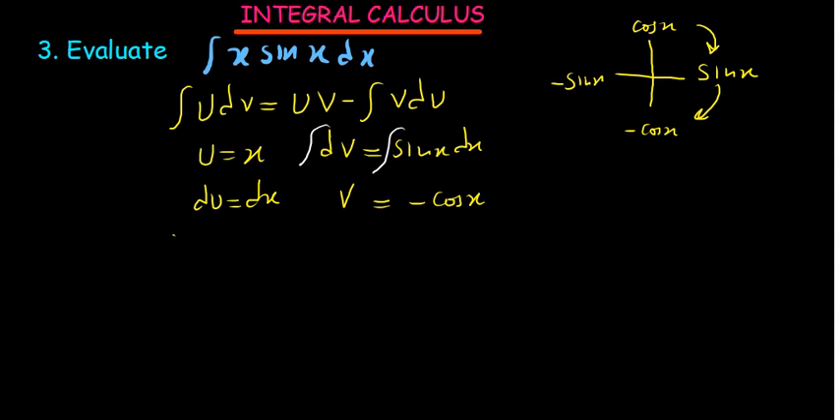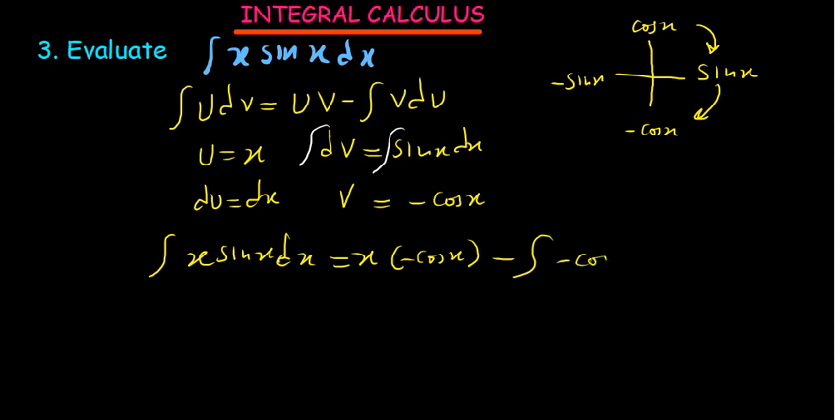Then we go back to the formula: the integral of x sine of x dx is going to be equal to u, and u in this case is x, and then v we found is negative cosine of x, minus the integral. v is negative cosine of x, and du we have found is equal to dx. So where there is du, put dx. I can multiply this negative, that will be negative x cos x minus, well, this minus and this minus multiply to give us a positive, and we remain with the positive integral of cosine of x dx.